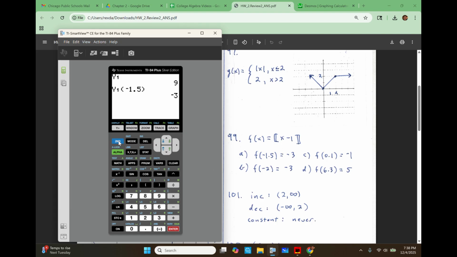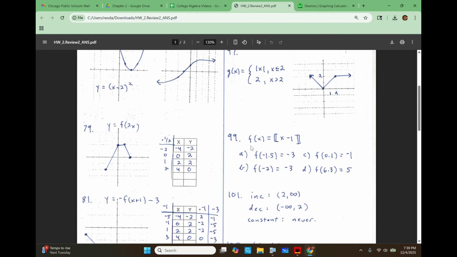So let's check that one again too. So that's 0.1. So minus 1. Yep. So because 0.1 minus 1, that's minus 0.9, so it's going to be to the left of that. 6.3. 6.3 minus 1 is 5.3. What's that greatest previous integer? It's 5. So again, practicing a new function called the greatest integer function. Okay, 101.